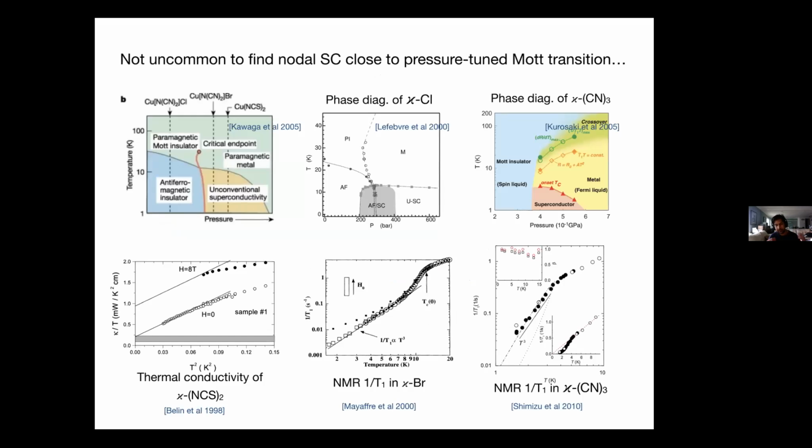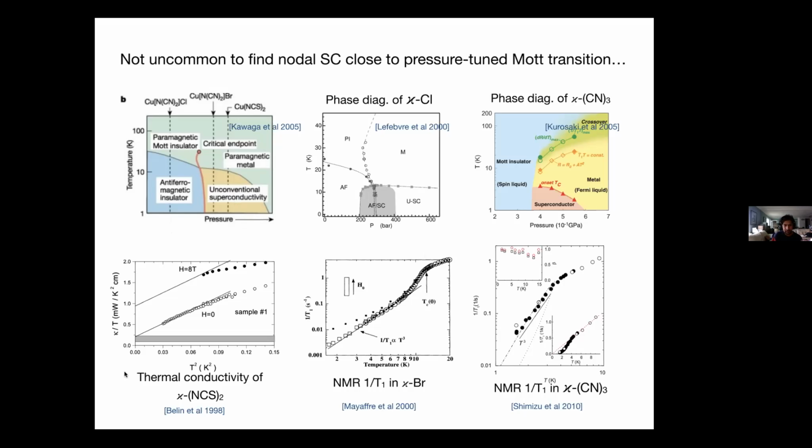So they are closer to these organic materials where there's a pressure-tuned transition from antiferromagnetism to superconductivity. So this is not a doping-tuned, but a pressure-tuned Mott transition. And there are many such materials. I'm just listing some of them here.